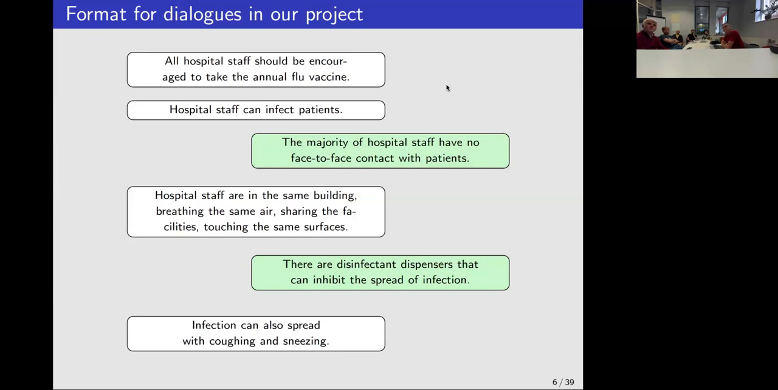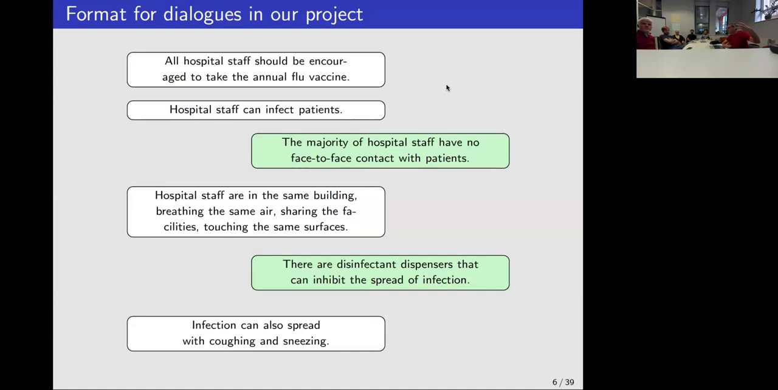And then the user provides an argument: the majority of hospital staff had no face-to-face contact. Then the chatbot comes back and says, but hospital staff are in the same building, breathing the same air, etc. And the user can say, well, there are disinfectant dispensers. And the chatbot comes back with, infection can also spread through coughing and sneezing.